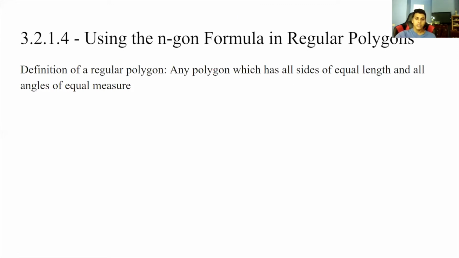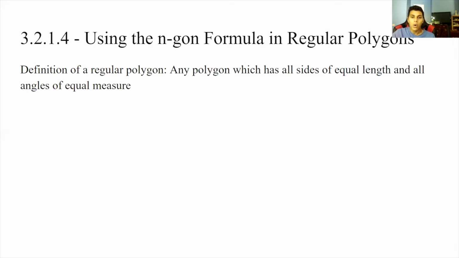All right, next we need to talk about how you use the N-Gon formula in a regular polygon. So a regular polygon is defined as any polygon which has all sides of equal length and all angles of equal measure. So it's a polygon where it basically is completely symmetrical. Everything has equal length and equal measure. And you can probably think of a few regular polygons off the top of your head, like the equilateral triangle and the square. Those are examples of regular polygons.